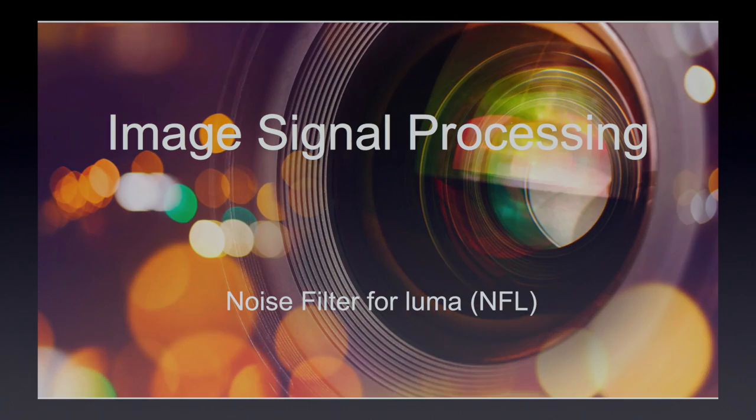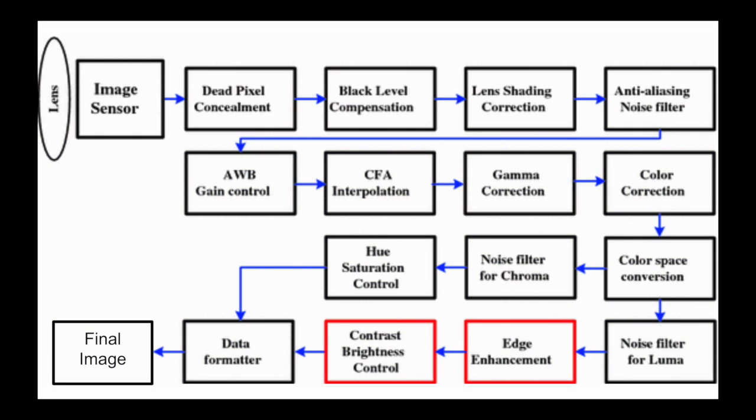Let's get started. To recap, so far we've covered how a camera converts light into a Bayer domain image, how to correct dead pixels, how to compensate for black levels, how to adjust for lens shading, what an anti-aliasing filter is and how to apply one, how to apply auto-white balance gain control, how to convert the Bayer domain image into a full RGB image, how to adjust the lightness scale to make a more visible image, how to convert color spaces from RGB to YCbCr, how to apply a noise filter to chroma channels, and finally, how to adjust the hue and saturation of an image.